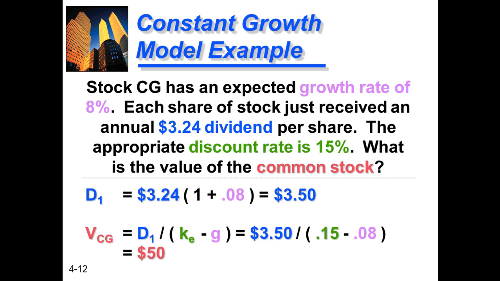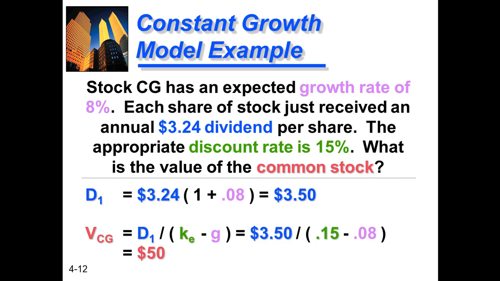A constant growth model stock is expected to have a growth rate of 8%. Each share of stock just received an annual dividend of 3.24 per share. The appropriate discount rate is 15%. What is the value of the common stock? So simply, D1 is equal to 3.24. It's the dividend for every year, and it is growing 8% every year. So 1 plus 0.08, it will become 3.5.